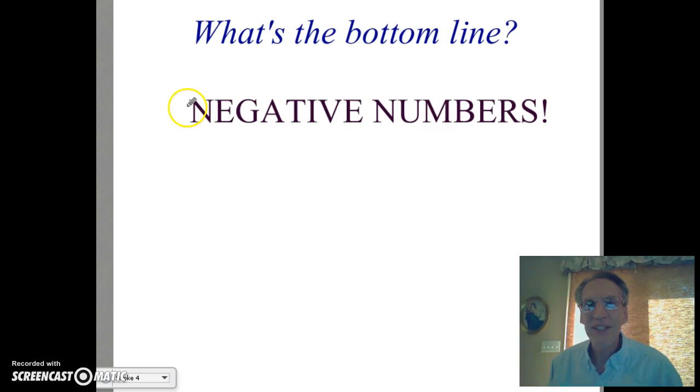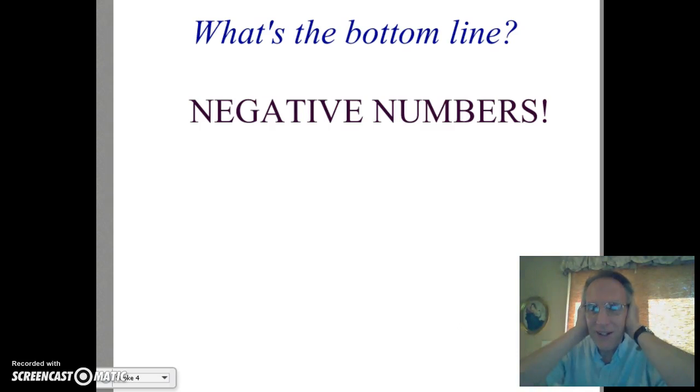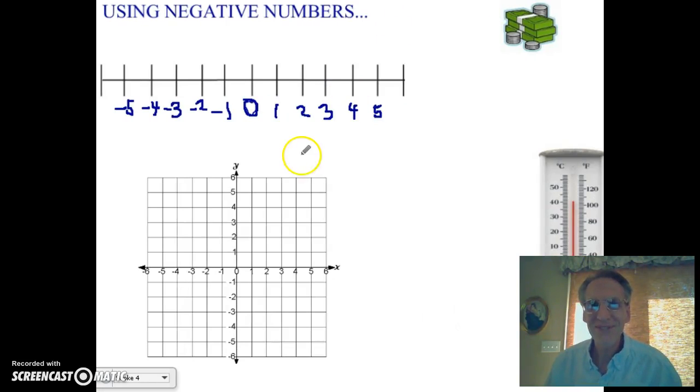Today we're going to talk about negative numbers. And before you run away or scream or say, "Oh no, negative numbers!" No, don't do that. Just relax. We'll get through this, okay? We can handle negative numbers.